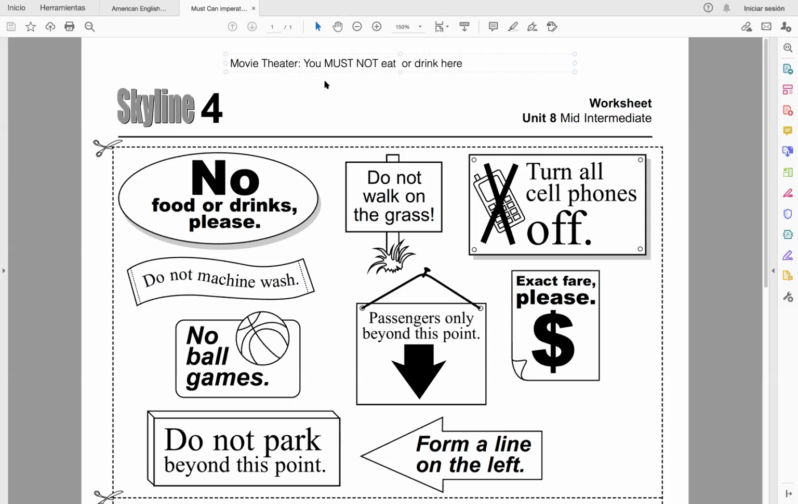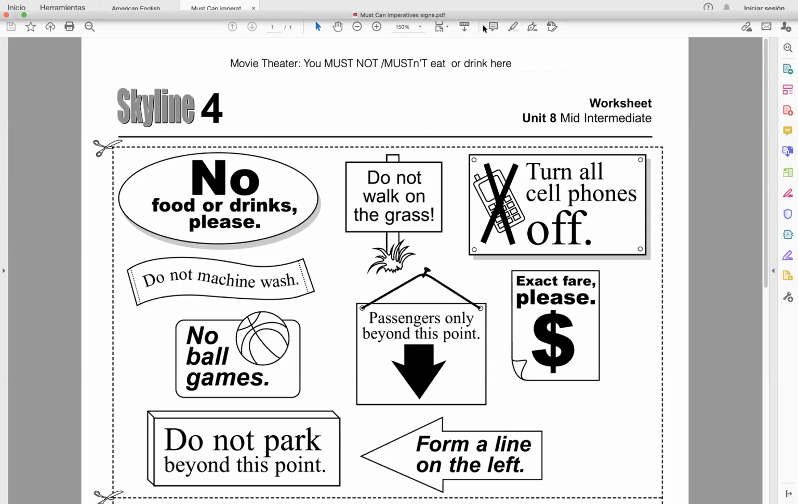And in this case, the message is must not, yes? And you can also say mustn't, right? Mustn't. So it could be positive or negative, right? Positive or negative. Okay, so let's continue. Look at the next one.